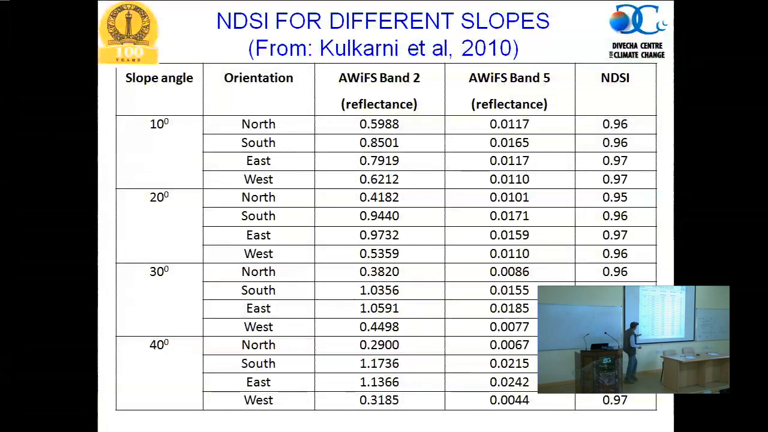Correct? You see, there is large variation in reflectance here, depending upon slope and orientation, but there is no variation in NDSI. Correct? So what now? It means now we have an index where we need not consider changes in solar elevation, solar zenith angle, or topography. And it is possible for us to have a unique index that is independent of topographic local illumination angle. All these terms together are called the local illumination angle.